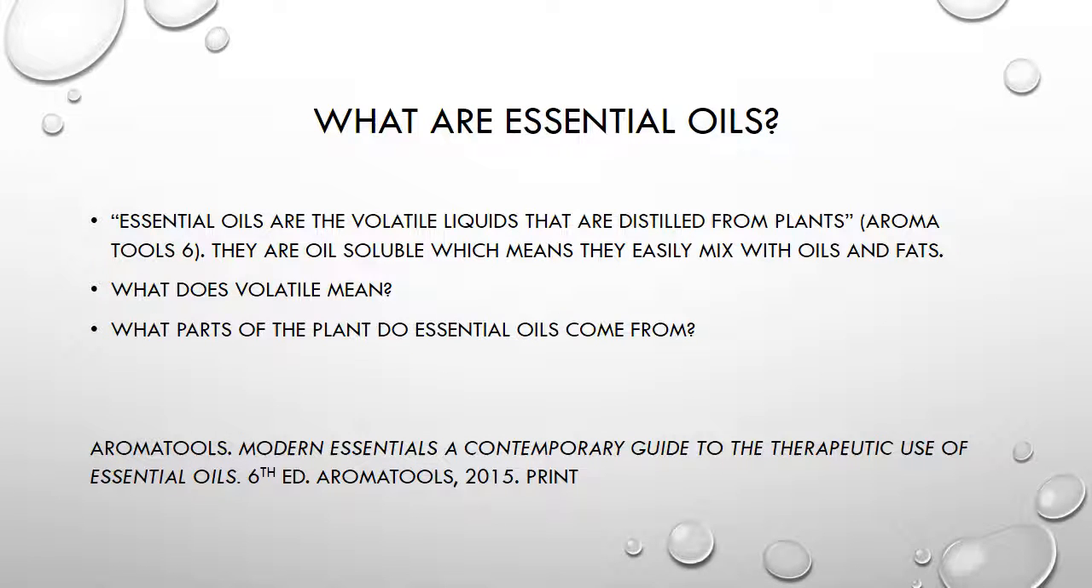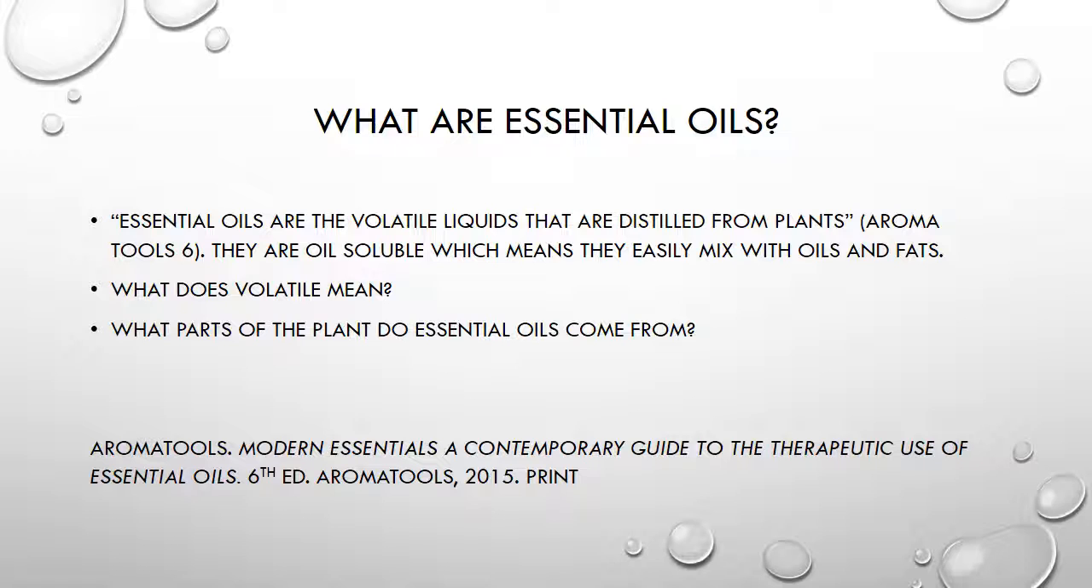What are essential oils? Essential oils are the volatile liquids that are distilled from plants. They are oil soluble, which means they easily mix with oils and fats. What does volatile mean? Most people, when they think of volatile, think of something being explosive, which in some cases would be the case. But in the case of essential oils, volatile just means that when you open an essential oil bottle, which is in essence a liquid, and it hits the air, it turns from a liquid to a gas very quickly, which is also known as evaporation.